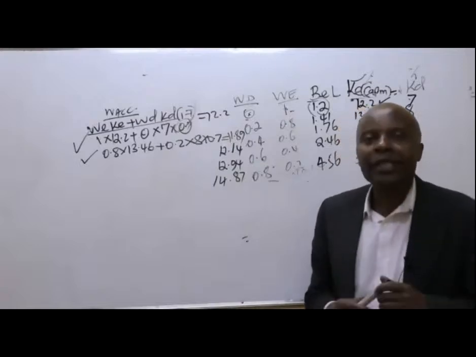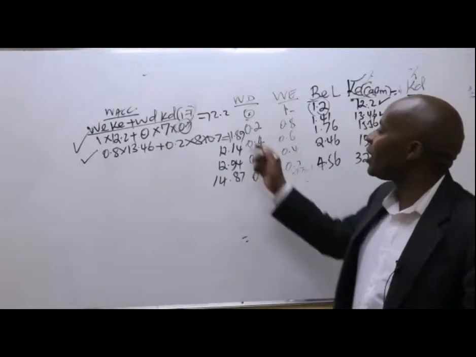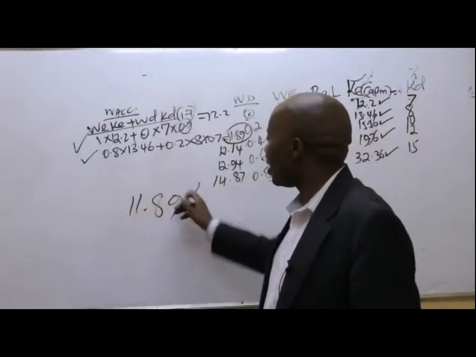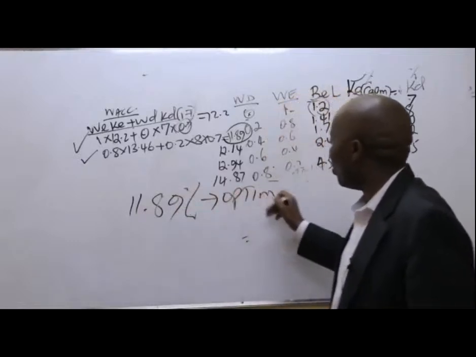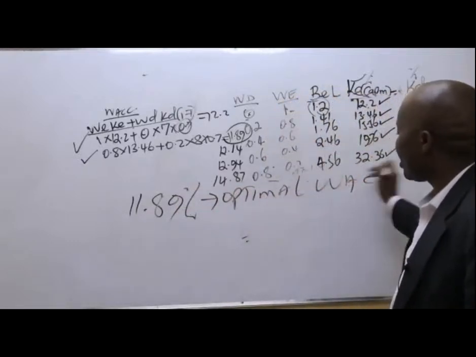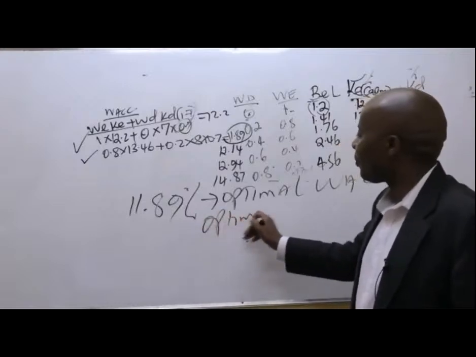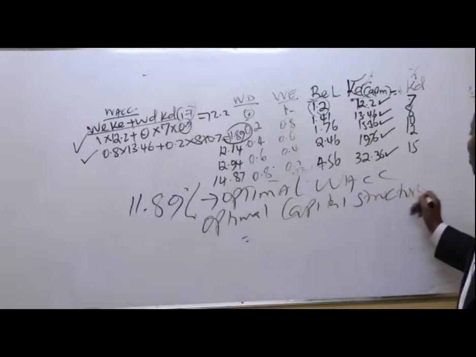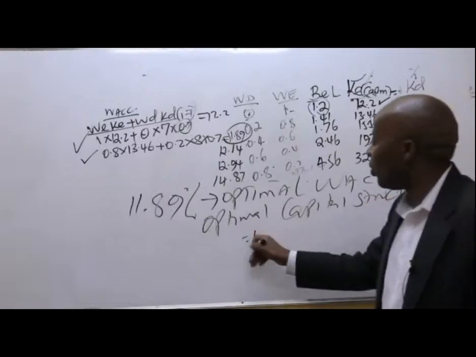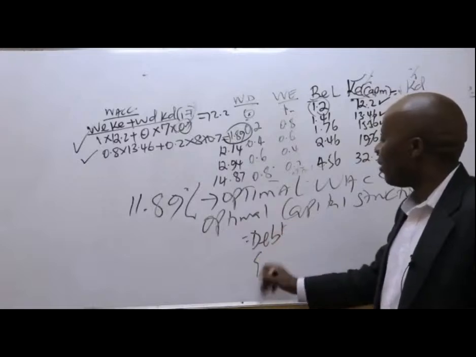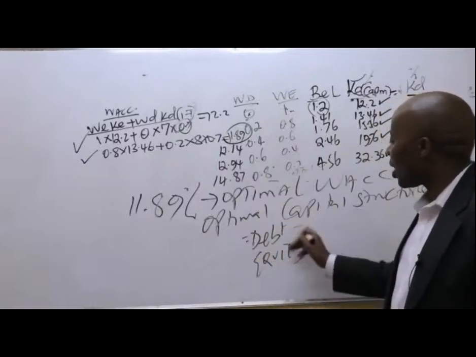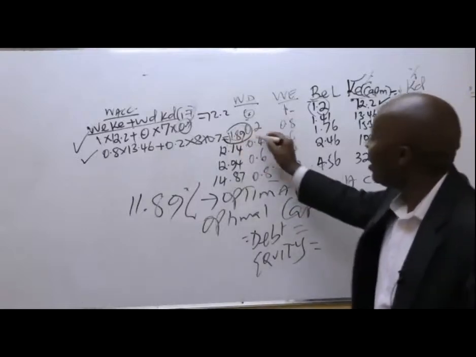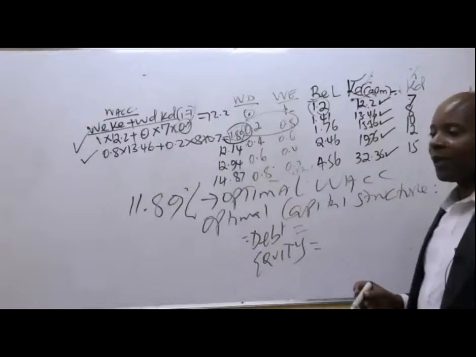You're right. So 11.89, if 11.89 is the optimal WACC, then the optimal capital structure will be, ladies and gentlemen, we have debt, and then we have equity. The optimal capital structure will be the capital structure which corresponds to this 11.89. Basically, this one. Basically, that one.